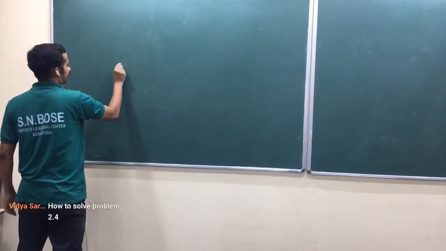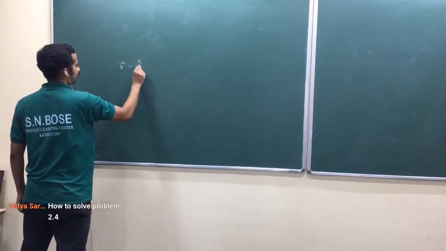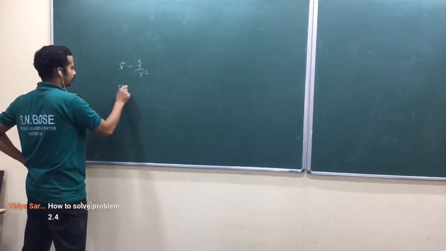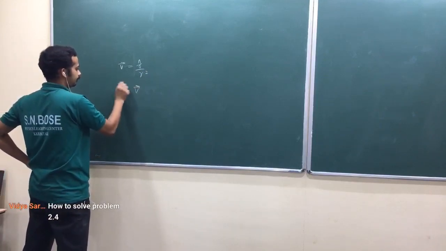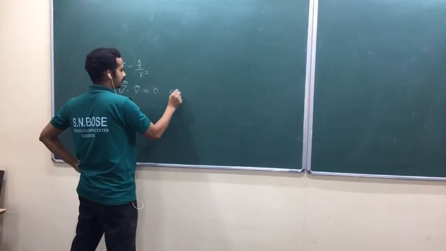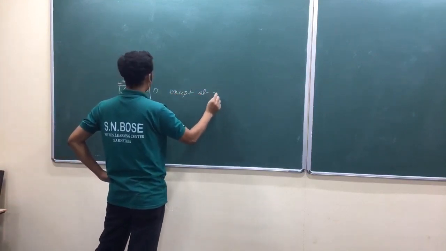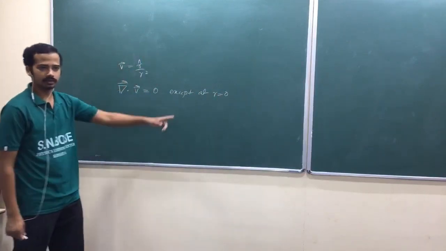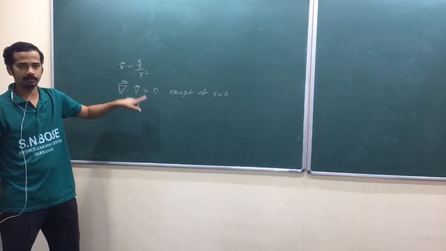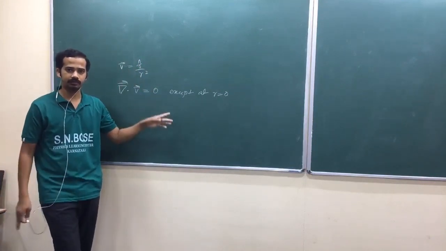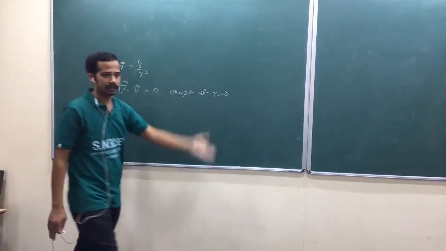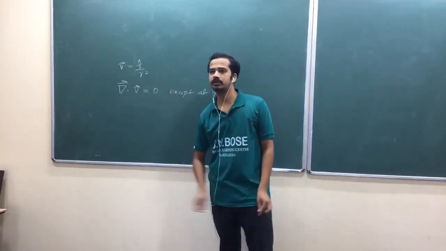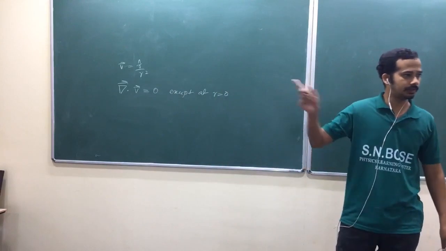If you have a vector field like r cap by r square, that was this vector field, the electric field I wrote. So del dot V is equal to 0 except at r equal to 0, because at r equal to 0 you can't take the derivative. That was the idea. Do you remember? So it gave 0, but if it gives 0, then there should be no divergence at any point in space. If there is no divergence at any point in space, how is this vector field generated? It is generated by the charge at the origin.